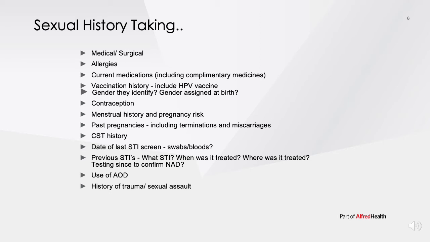We want to know about any history of alcohol or other drugs. Do they have a history of drug use? And is that impacting their choices with their sexual health? For example, when they're under the influence of alcohol or other drugs, are they less likely to use protection? We also want to know about their history of trauma or sexual assault.